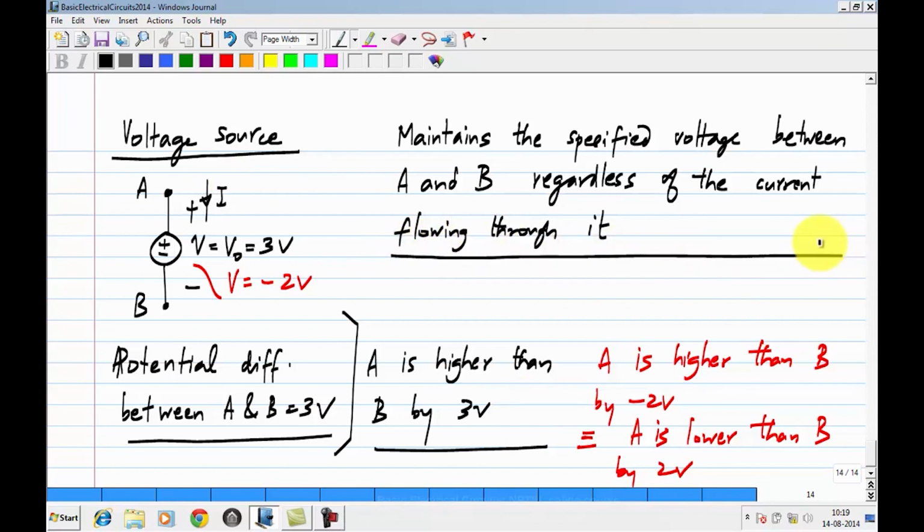And this voltage could also be dependent on time, though in most of this course we will be looking at voltages which are constant with time. It could very well be a voltage source which has a time dependent voltage. That's very much possible. All it means is that the voltage difference between A and B is a function of time.